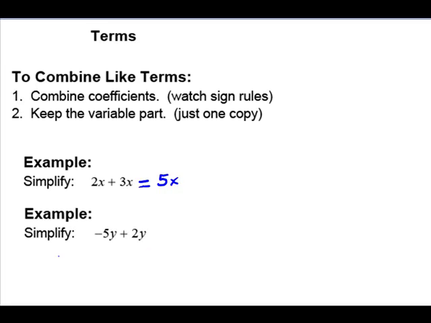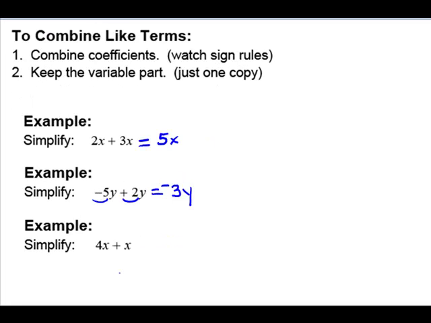For our next example, simplify negative 5y plus 2y. They are like terms because they both have y. So we're going to combine the coefficients. We have a negative 5 and a positive 2. Those are different signs, so we're going to subtract, sign of the larger, and keep the variable part.